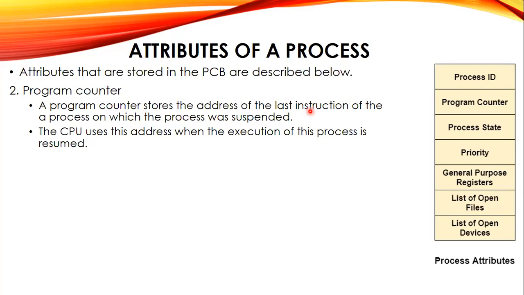Think about execution as a program reading a book. If you make an analogy, we are saving the exact page number, and of course we stop at which sentence or which letter, very precisely. So the CPU uses that address when the execution of the process is resumed. When that process starts to execute again, it will continue from that place. This is done by the program counter.